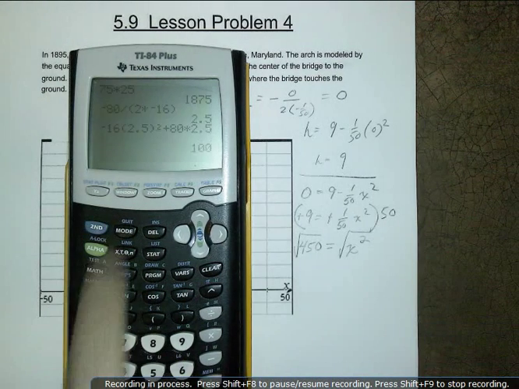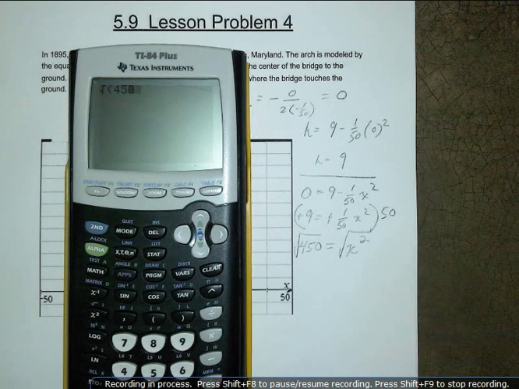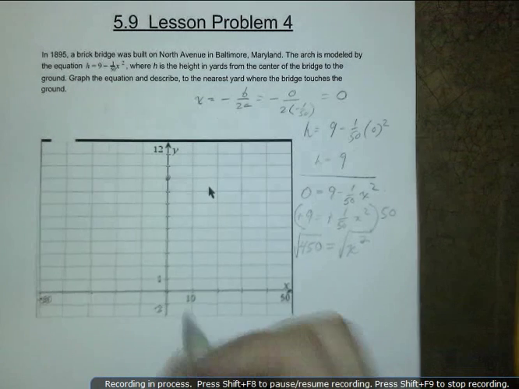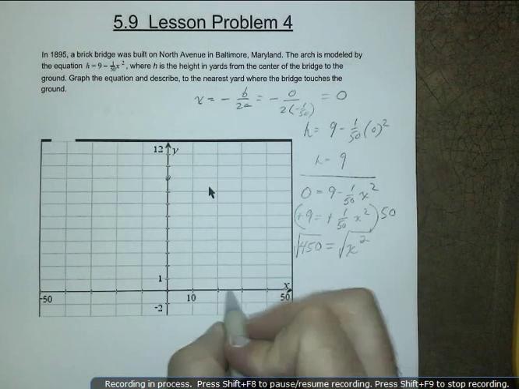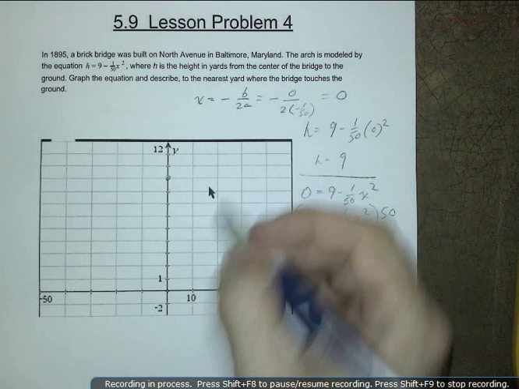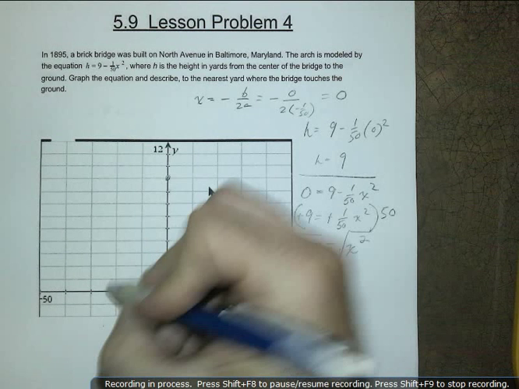Turn it on, clear out whatever's there. Square root, 450, so about 21. So these are increments of 10, so here's 20, 21's about here. I don't see an arrow there, do you? No, not at all. So we're going to leave that up there. So the arch is going to look something like this.